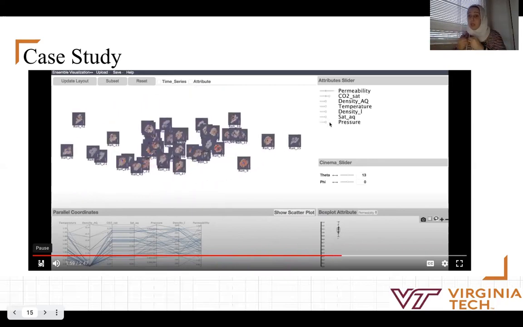At this point, he needs to understand this relation more, and he wants to explain it more. So what he did is he used a cinema slider. He tried to see the data from different angles, so maybe based on this relationship or correlation, he could observe something interesting.